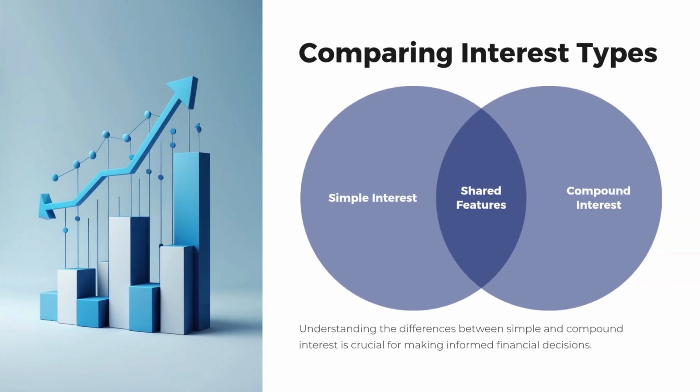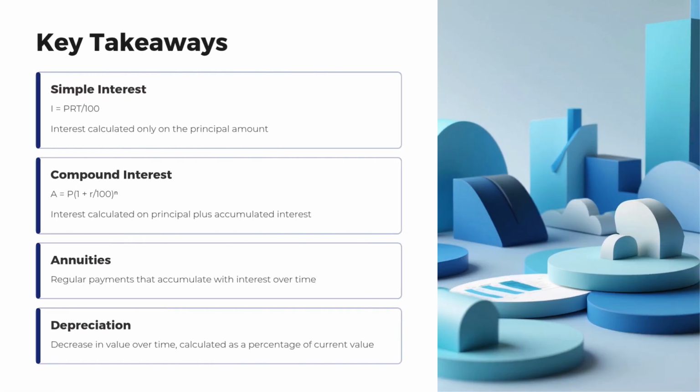Comparing interest types. Simple interest, shared features, compound interest. Understanding the differences between simple and compound interest is crucial for making informed financial decisions. Key takeaways. Simple interest. Interest equals principal multiplied by rate, multiplied by time divided by 100. Interest is calculated only on the original principal amount. Compound interest. Amount equals principal multiplied by (1 plus rate divided by 100) raised to the power of the number of years.